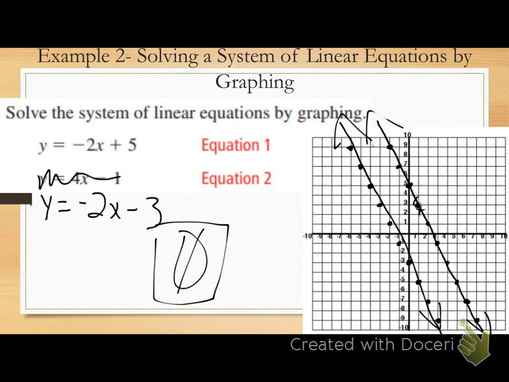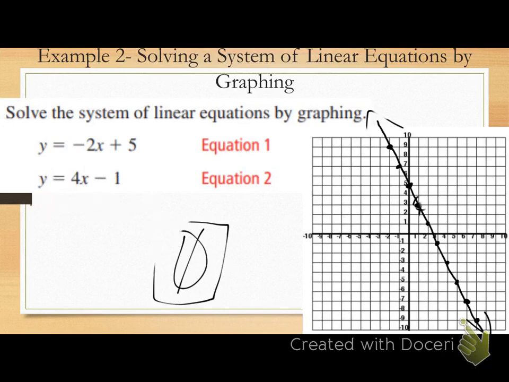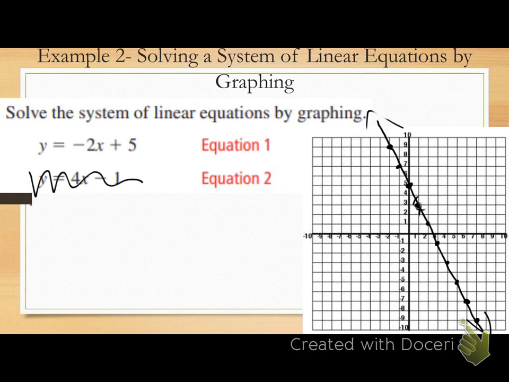Let's talk about one more thing real quick, and then I'll be done. Let's say our equations were not in slope-intercept form already, so I had to get them in slope-intercept form. And when I did that, they turned out to be the same equation. So if I were to graph my second equation here, it would turn out to be the same exact line, right? Be right on top of equation 1, right?